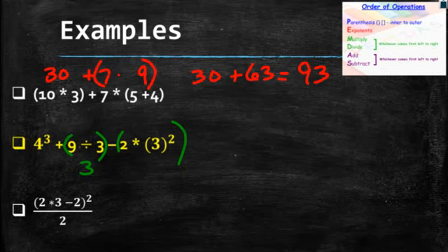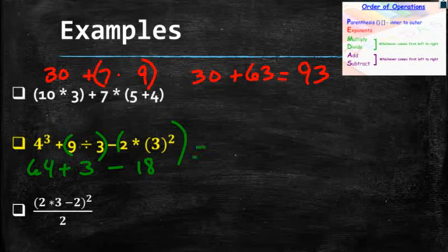9 times 2 is 18. Bring down my subtraction sign. 4 cubed, so 4 times 4 is 16. 16 times 4 would give you 64. So I have 64 plus 3 minus 18. Now I follow order of operations, so addition and subtraction is last, and I go from left to right. So 64 plus 3 is 67. 67 minus 18 gives me an answer of 49. So 49 would be my answer.